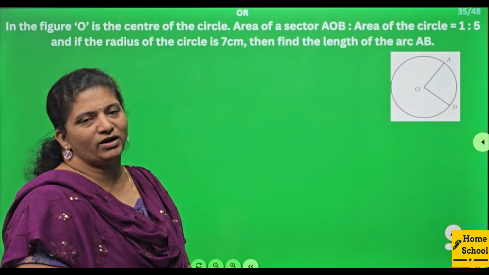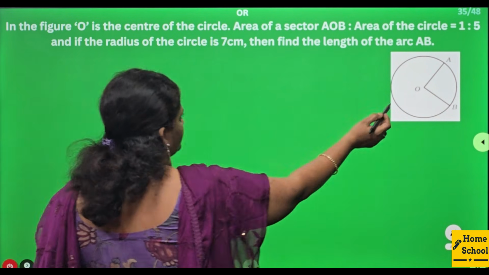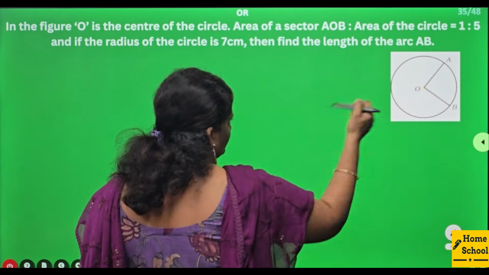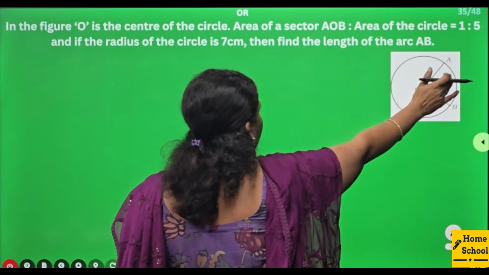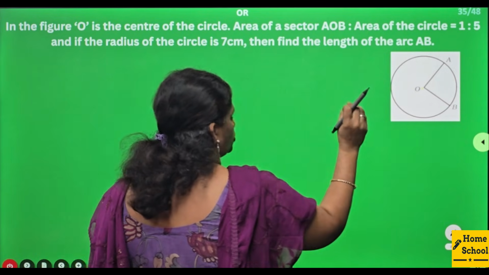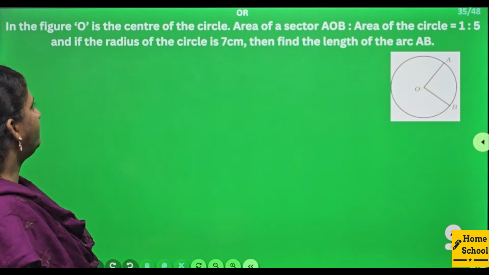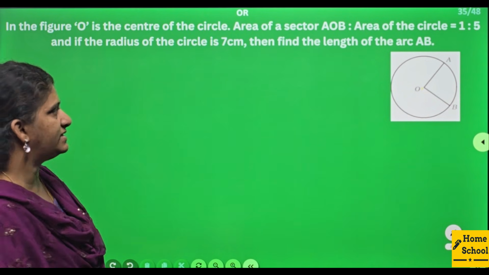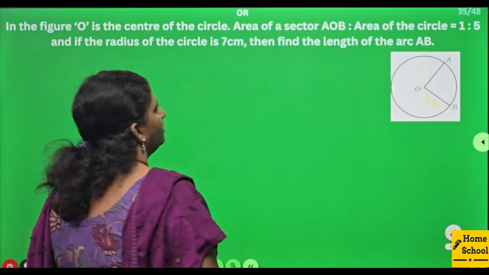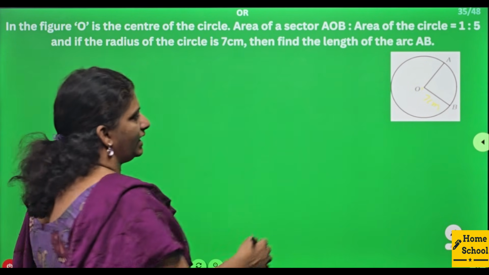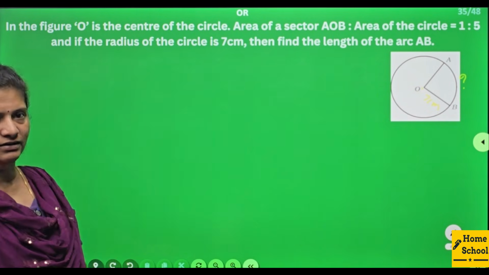In this, we have one more OR question. In the figure, O is the center of the circle. Area of a sector AOB to area of the circle is equal to 1:5. And if the radius of the circle is 7 centimeter, then find the length of the arc AB. This is your question. What is the length of the arc?